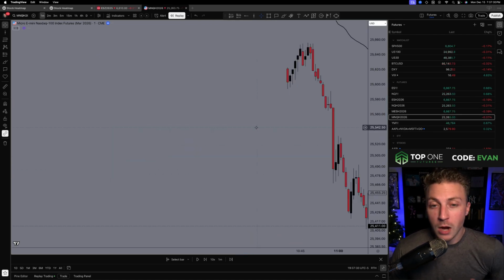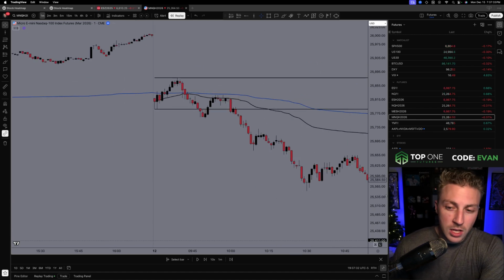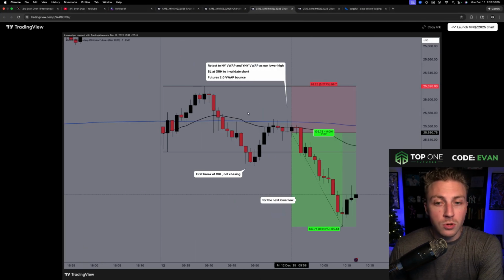On NQ, however, where I was trading it this morning, loved the setup. We'll just bring over my markup because it's just super clean.